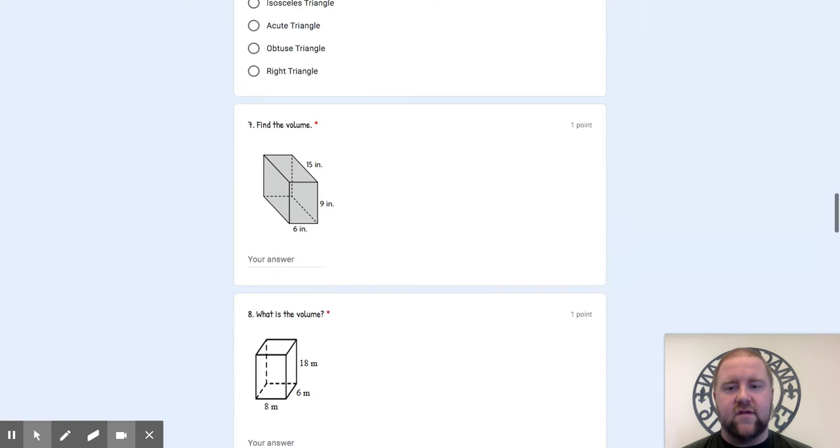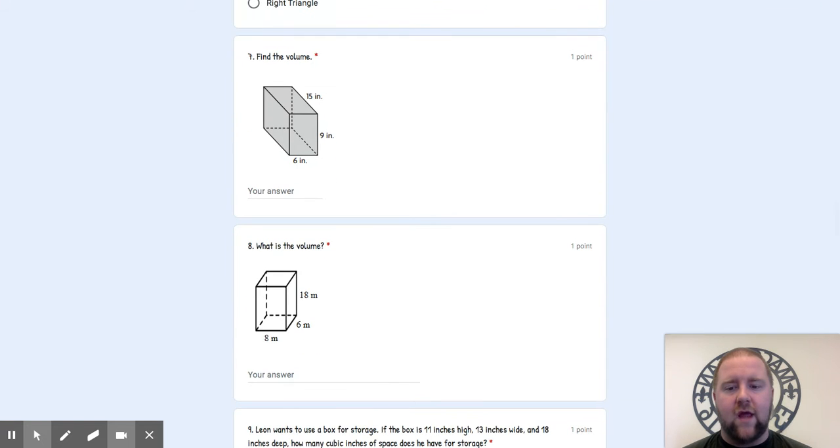Number seven says find the volume. Number eight as well. So there was a strategy that you learned, a formula that you learned when you had to find the volume. I'll remind you, you can use the commutative property for these. Just see if you can remember what that means. I can't get too much more detail there because then I'm kind of telling you exactly what to do, and I can't do that for this test.